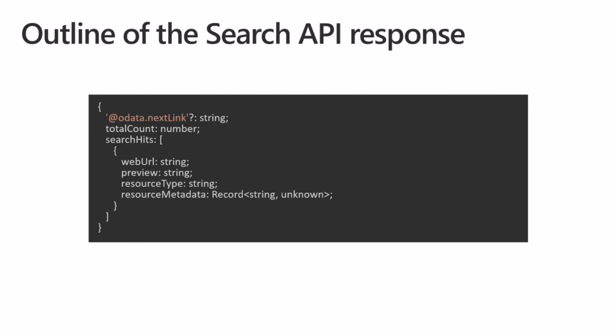And then you have the search hits array, which gives you back for each and every item matching your search criteria, what the item is with a web URL, with a short preview of the content of the item, the resource type to let you know what kind of item you have got back from the search result, and the resource metadata property, which is a record with a string to represent the name of the metadata field, and the other unknown field is the actual value of that specific metadata property in the item. So this is just to give you a better understanding of the API itself.